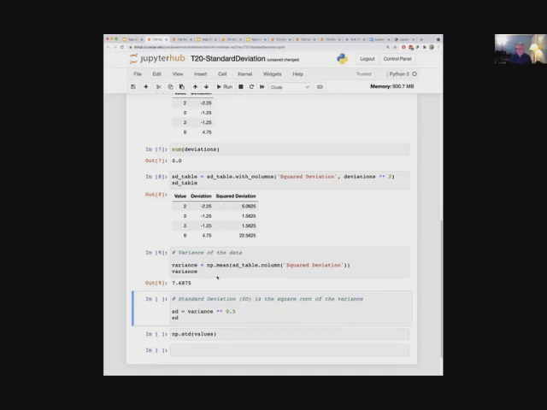But remember, because we did the square here, if we think about it in terms of units, for example, if we were measuring heights or ages, this variance, because we squared it, is not in the same units as our original measure.